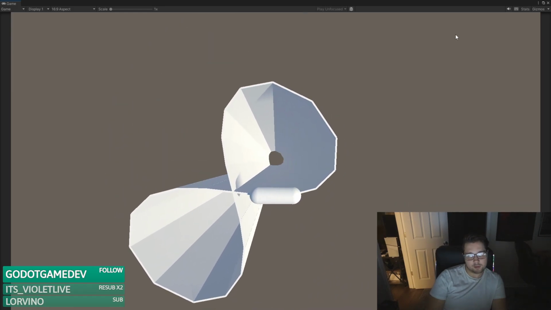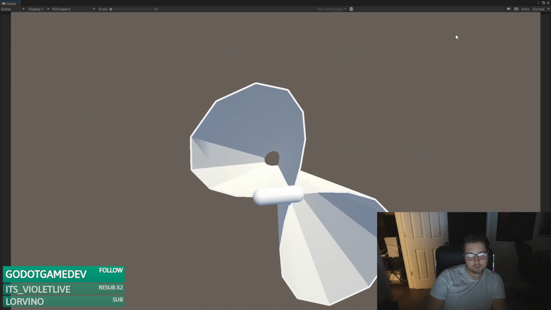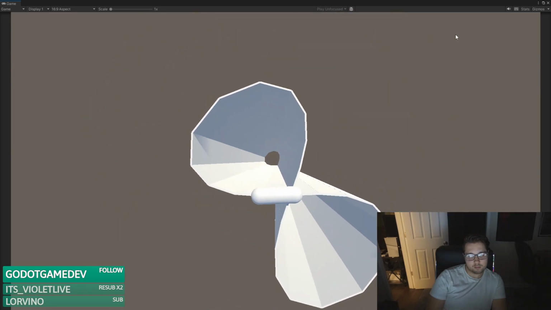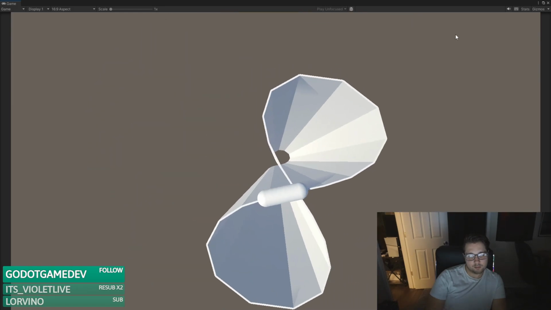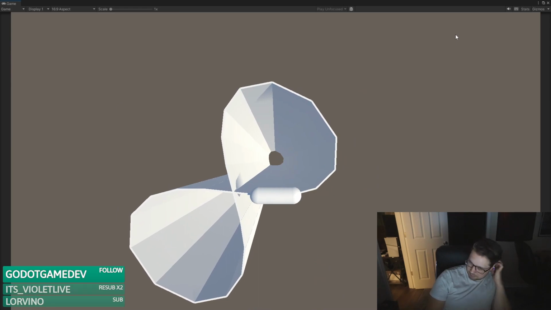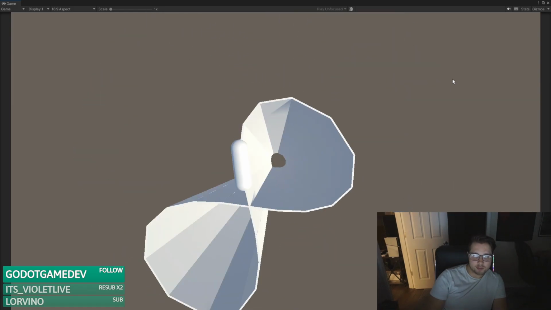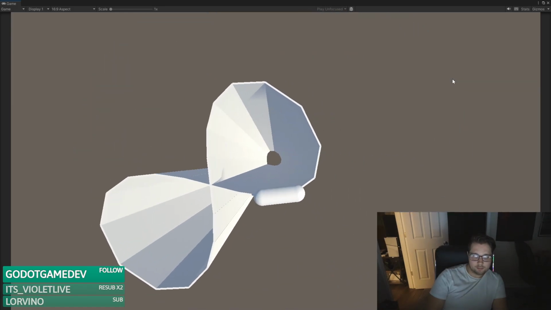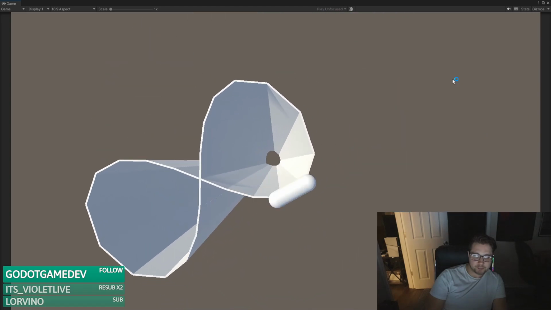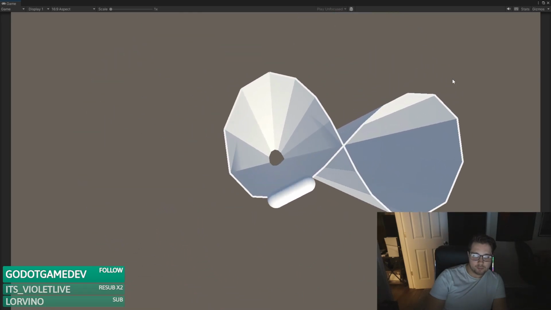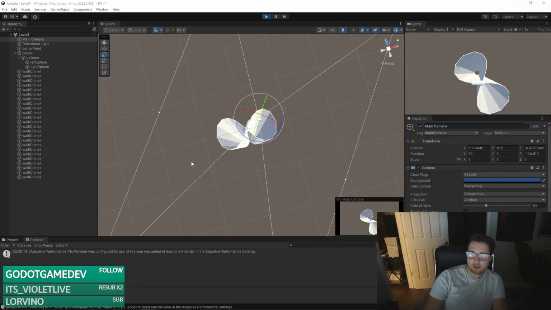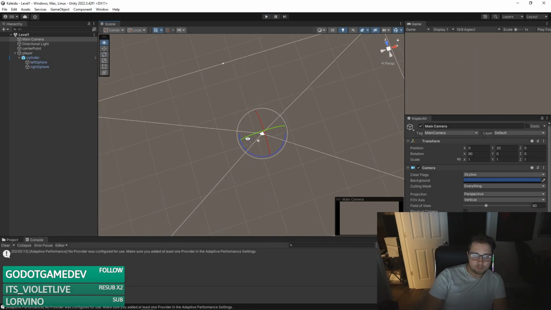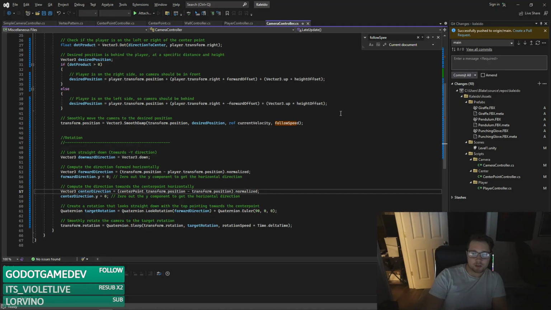Well, the flip's not happening at the right time. It happens at the right time on that side, but not on that side? Why is that? But the camera angle is now absolutely right. This is exactly what we want for the camera angle. We just need to figure out why that flip is happening. That's awesome. Okay.